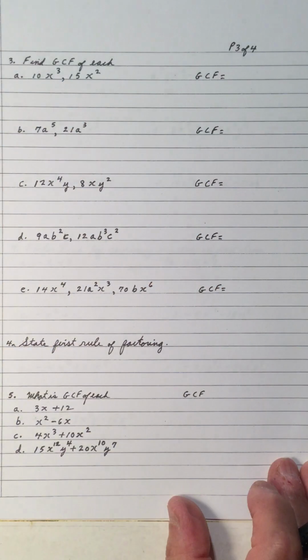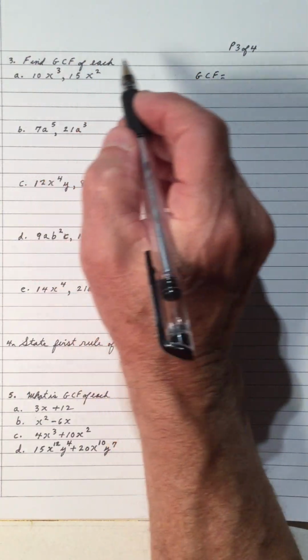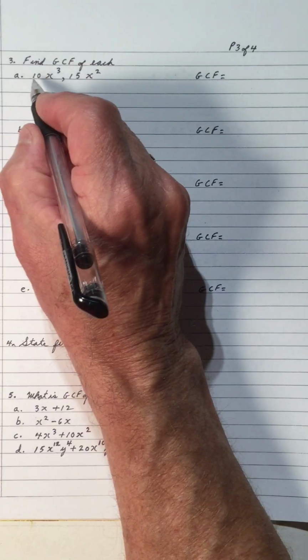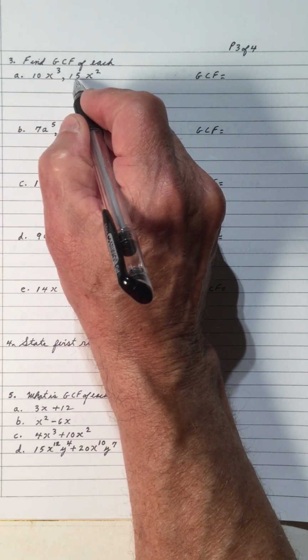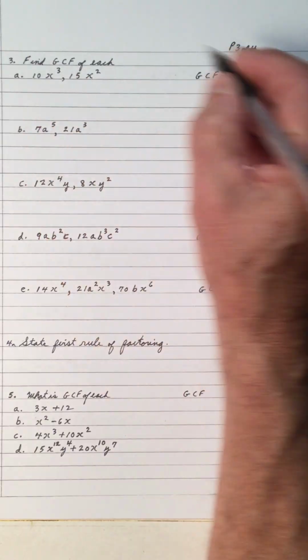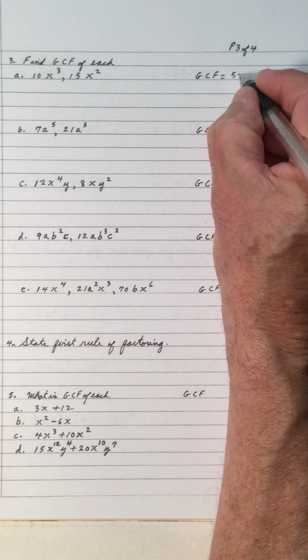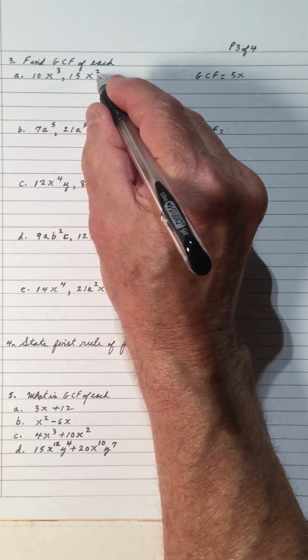And let's continue. Now, let's put it all together. Find the GCF of each. Now we're looking at the numerical one. So we got a 10 and 15. 10 is not the GCF, but 5 is. 5 is a common factor. And we got an x in each term, so we write down the x, and the smallest exponent is 2.